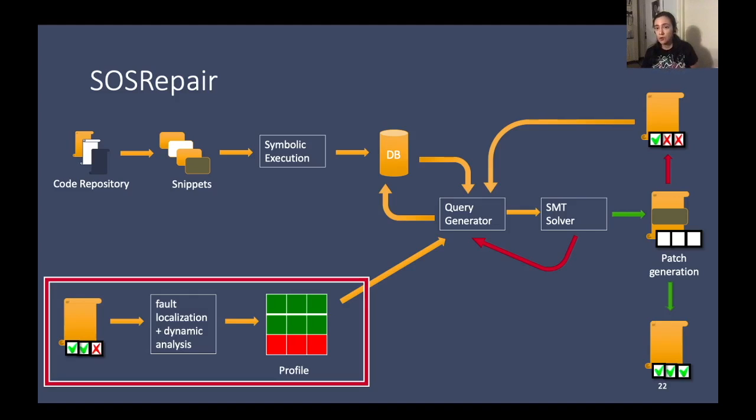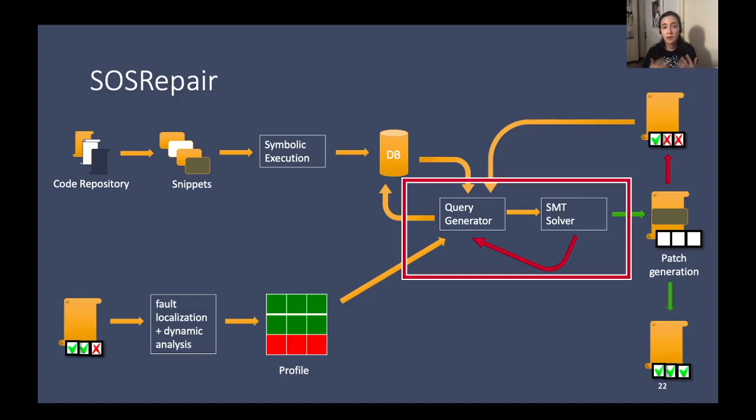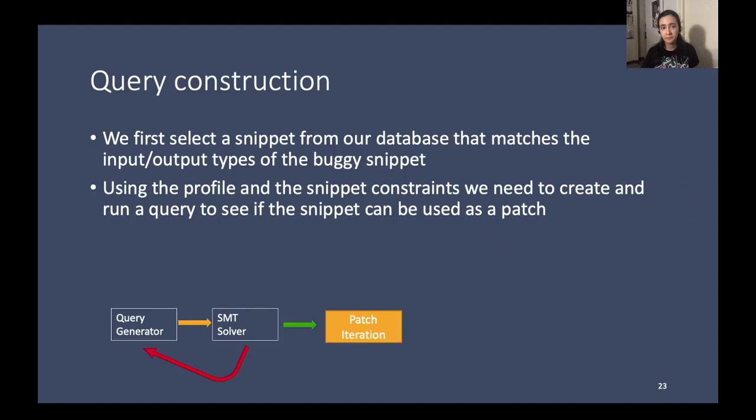Now that we have our profile, I want to talk to you about how we create a query and how we pass it to an SMT solver. We first select a snippet of code from our database that matches the input-output types that we are looking for. And then we use the profile and the snippet constraints to create a query that can tell us whether the snippet of code can be used to patch the program.